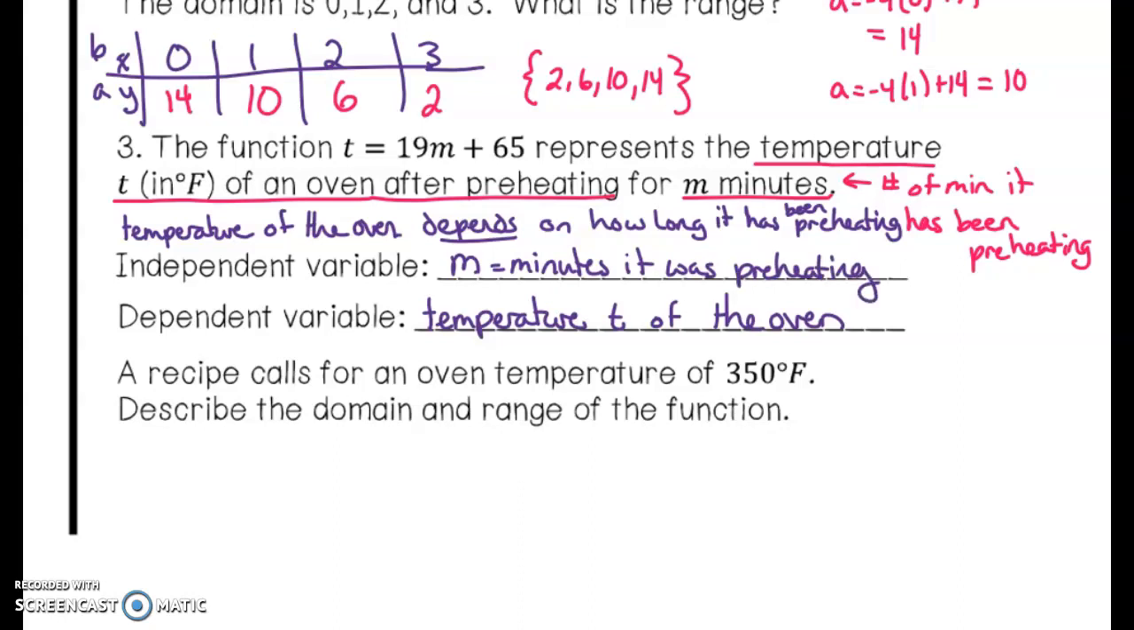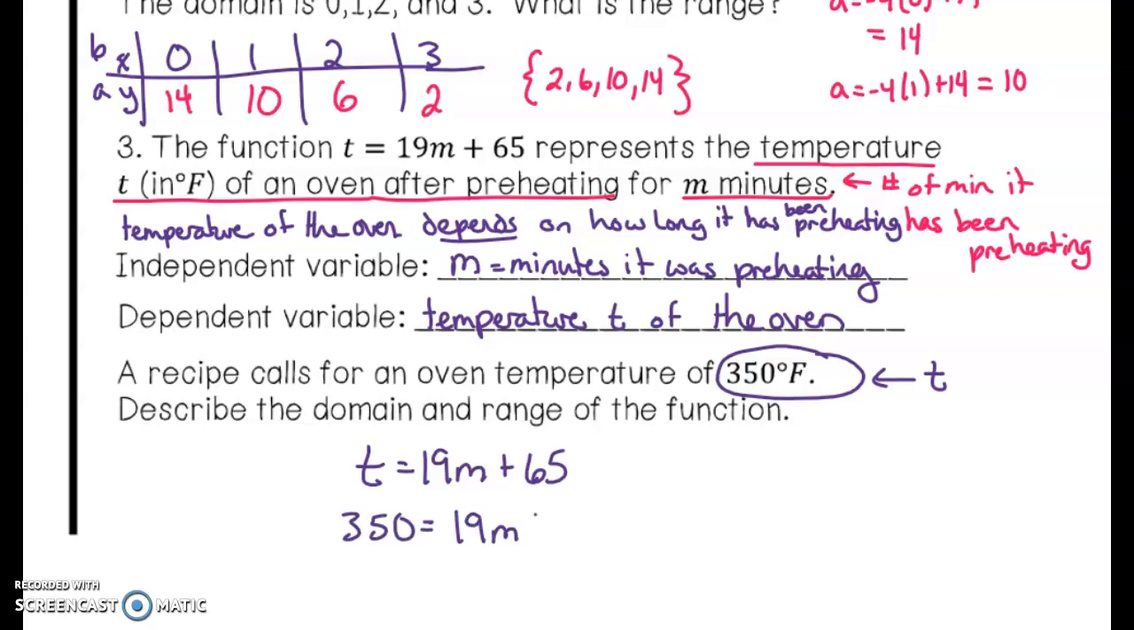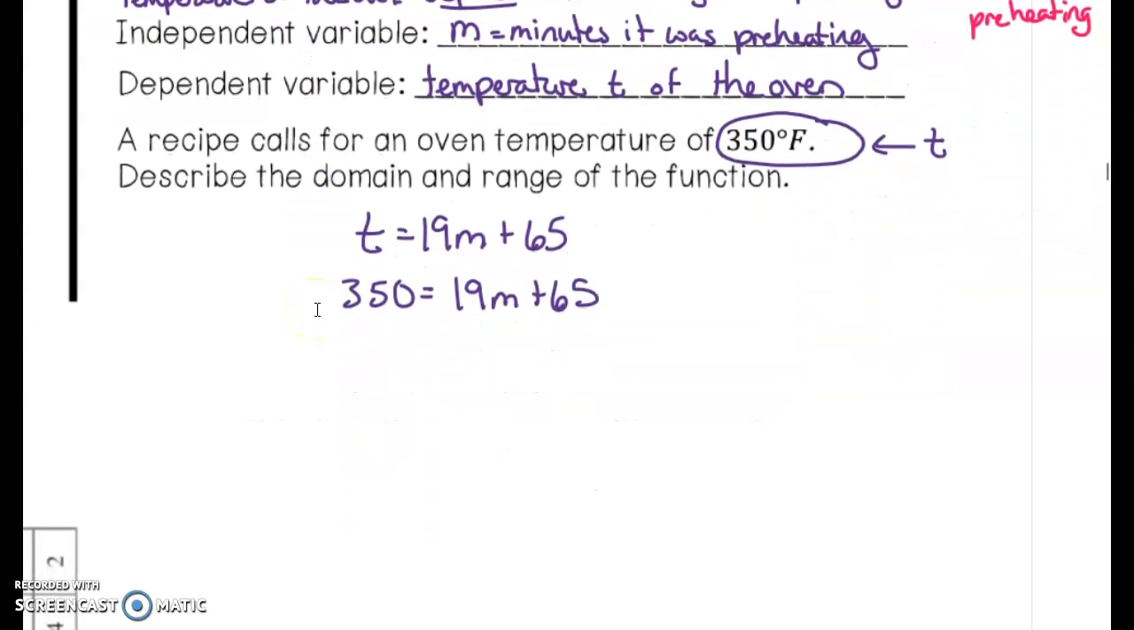Okay, a recipe calls for an oven temperature of 350 degrees Fahrenheit. So this is tricky because this one doesn't give us as much information. So describe the domain and range of the function. Well, 350 degrees Fahrenheit is T. So let's go into our equation. Let's put 350 in for T because we can then figure out how many minutes it will take to get to 350. So all I did was plug 350 in for T.